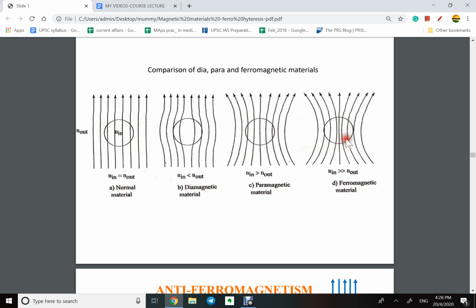Then in ferromagnetic material, more magnetic lines of force will be included inside the material because of its large, positive susceptibility.